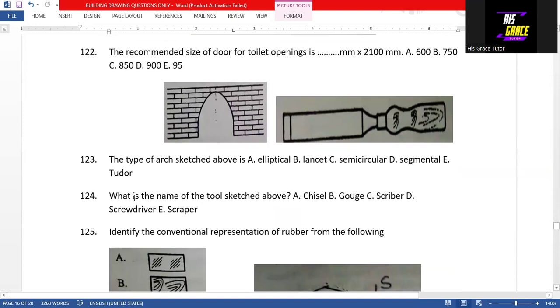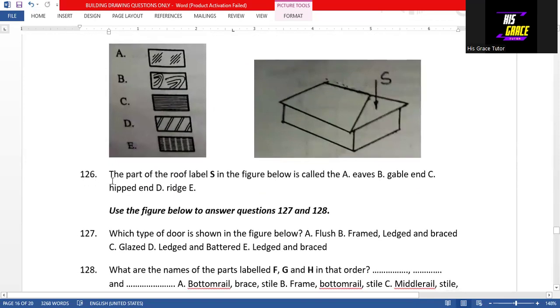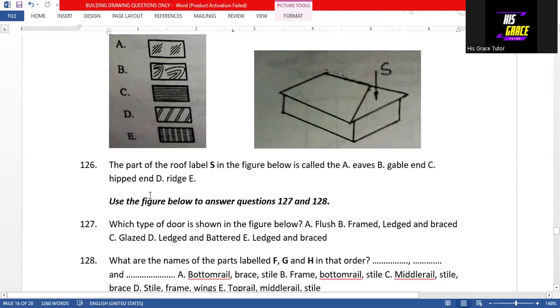So question 124, what's the name of the tool sketched above? So the answer is a chisel. So it's a chisel, option A. Then question 125, identify the conventional representation of rubber from the following. So the answer is option E. Then question 126, the part of the roof labeled S is hip end. That is option C, the answer to question 126.